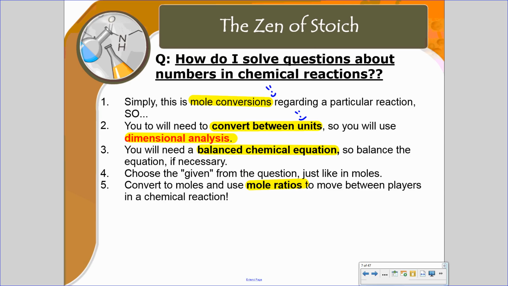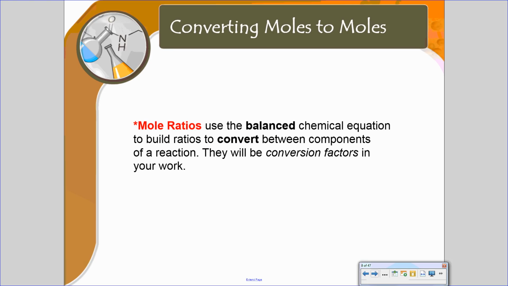You're going to need a balanced equation that you already know how to do. You already know how to pick the given from a problem, and convert to moles. Using the mole ratio is what's going to be new. So where are we going to get the mole ratio? Well, the mole ratio comes from a balanced equation. It is the coefficients. You're going to be looking at the coefficients to get the mole ratio. And mole ratios are your new conversion factors.